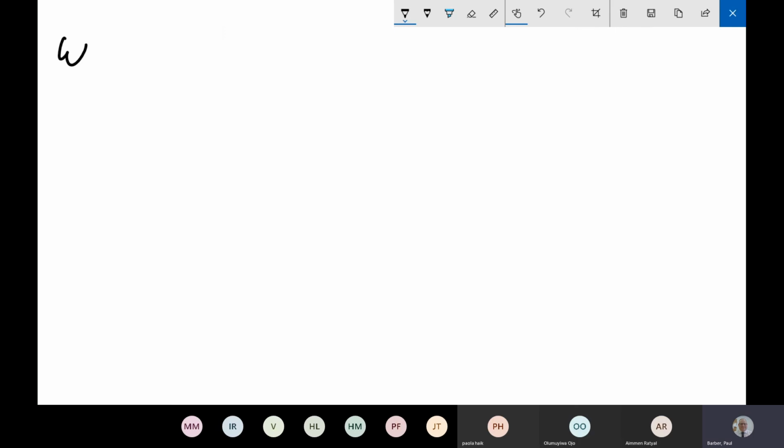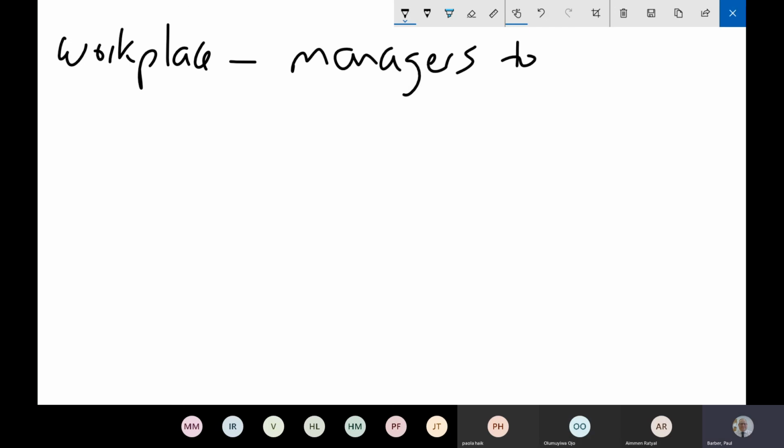So let's take a workplace. And say I've got a ratio of managers to employees of 1 to 15. Not very good writing on these words, I'm afraid. So what this means is for every 1 manager, there's 15 employees, or for every 15 employees, they have to have 1 manager.